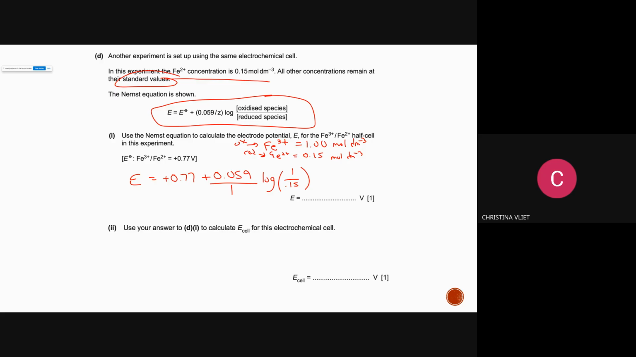Are we good with that numbers? Number placement, okay. Then it's do the math. I get 0.819. Let me know if you get the same. That's what I solved. I checked mark schemes and everything. I got 0.819.